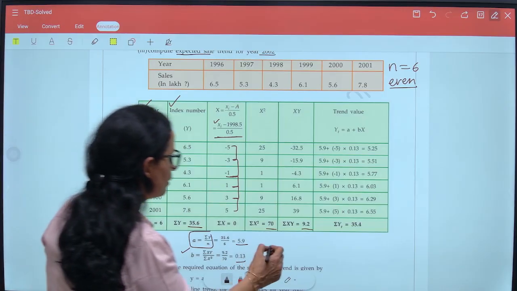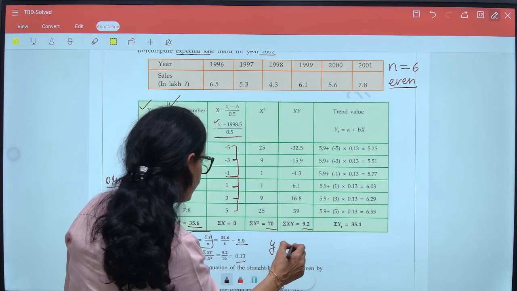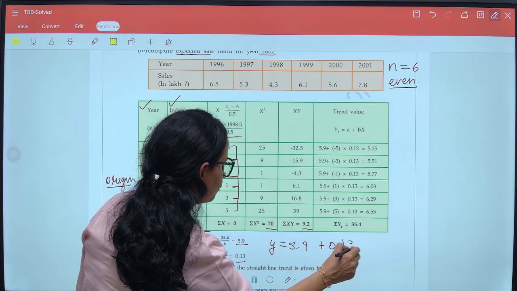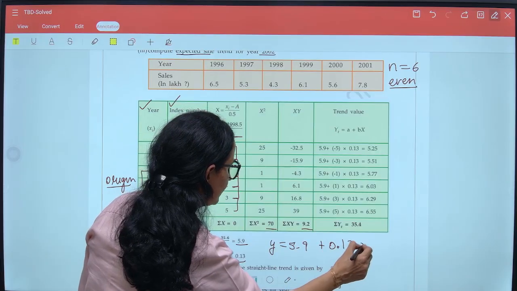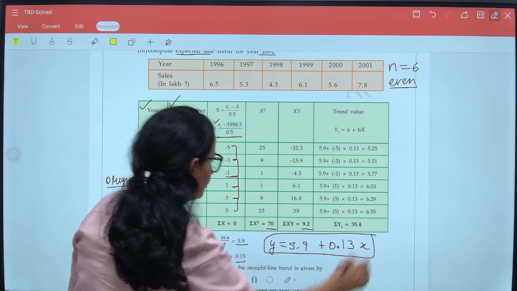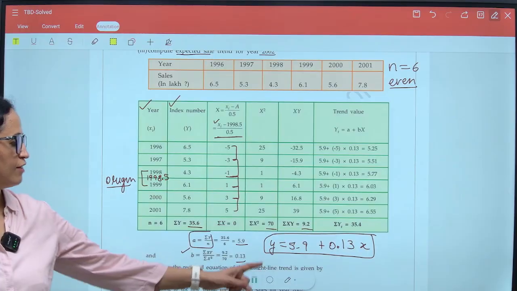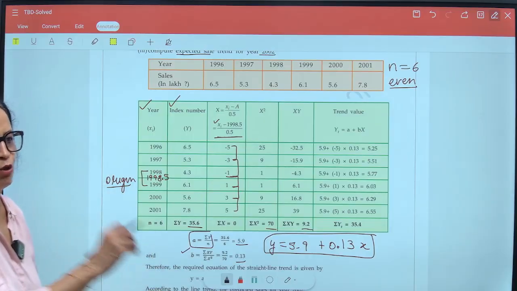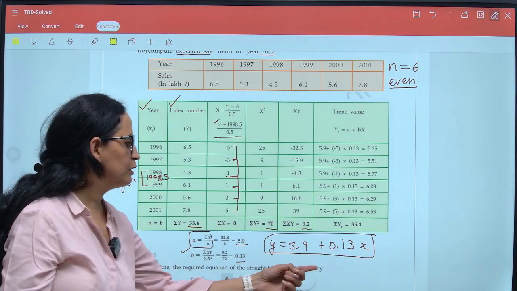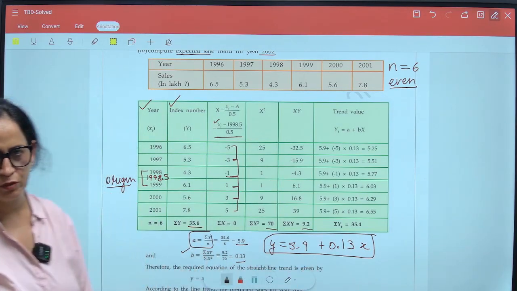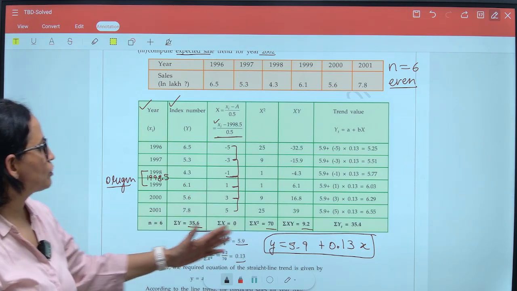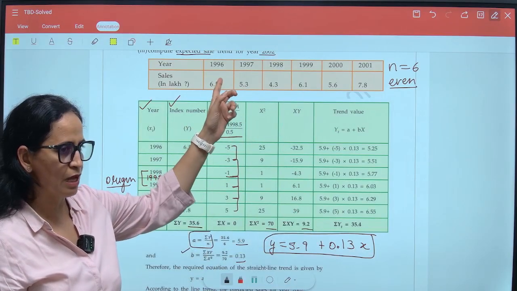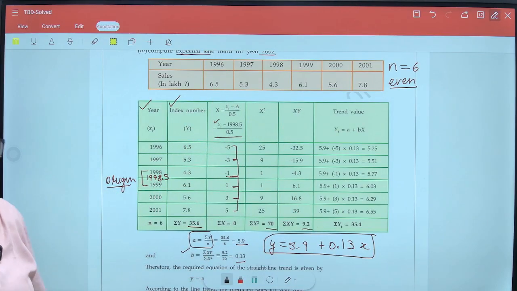So that means the trend line is y equals 5.9 plus 0.13 x. So this is my trend line equation: y equals 5.9 plus 0.13 x. So the steps were to find the value of A and B, put them into the equation and you get the trend equation. Now once you have the trend equation, you can find the trend values for each of the given years if the question is asking you, or you can find the predicted value also by putting the values of x.